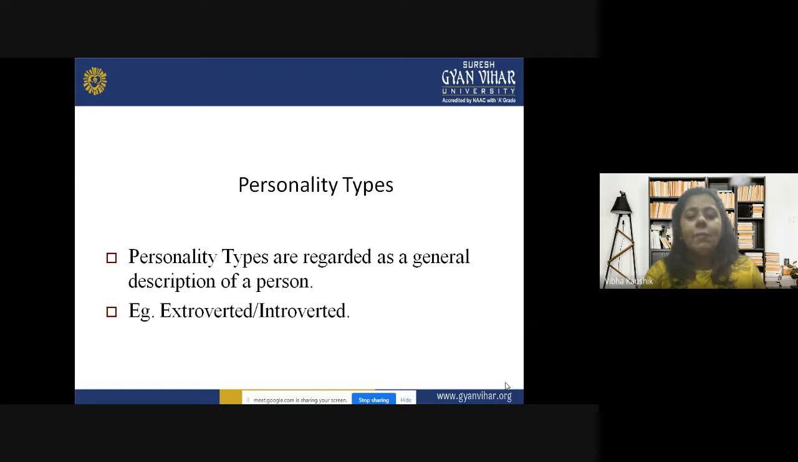Now, personality type. Personality types are regarded as a general description of a person. With the personality type, we are able to define the general description of a person having that particular personality. Example: extroverted and introverted. The extroverted person will like to go out, more sociable. An introvert, in comparison to an extrovert, doesn't like to go out and has few friends only.